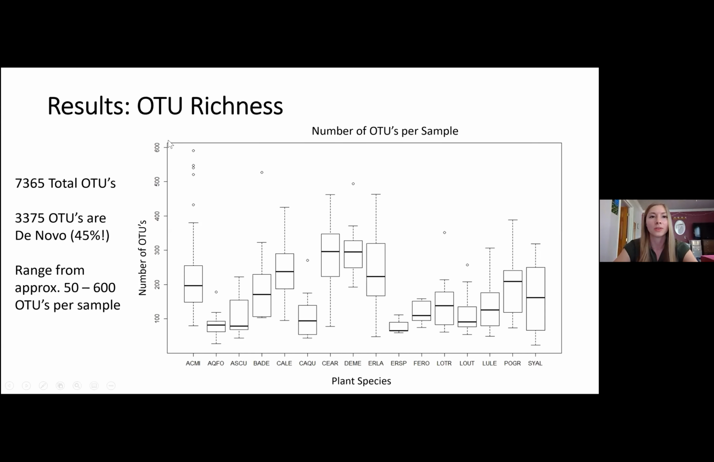Now I would like to point you towards this figure. We have number of OTUs on this side and plant species along this axis, where each data point is one plant stem sample. So you can see that there's a huge range in the number of bacterial OTUs present in my samples. Take this Acme, for example, there were 600 bacterial OTUs in this sample, and compared to Okfo, we only have about 50 bacterial OTUs in this sample. So we don't really know yet what's driving these differences in the number of bacterial OTUs that are present in each sample, but that's something that we would like to investigate in the future.